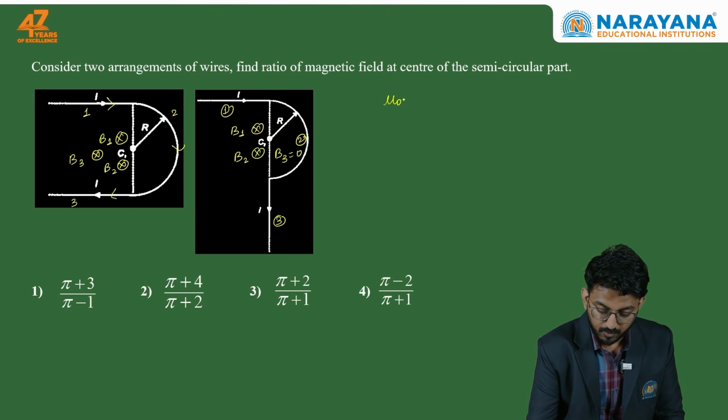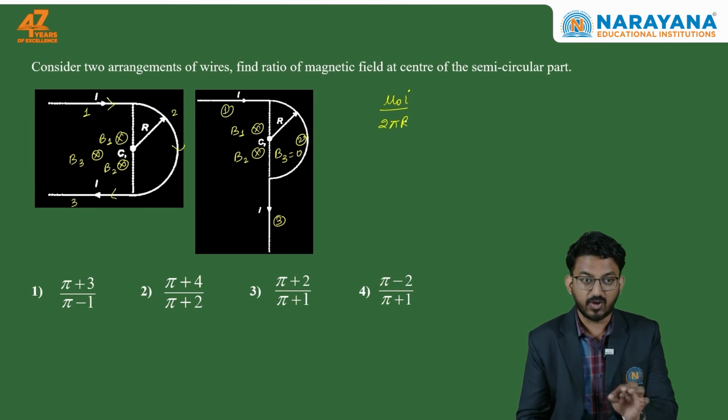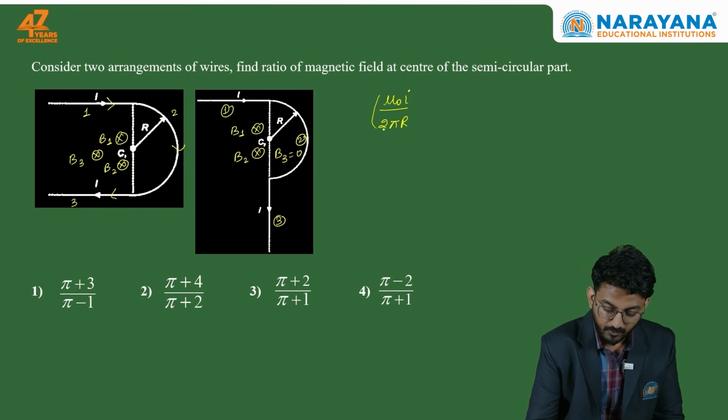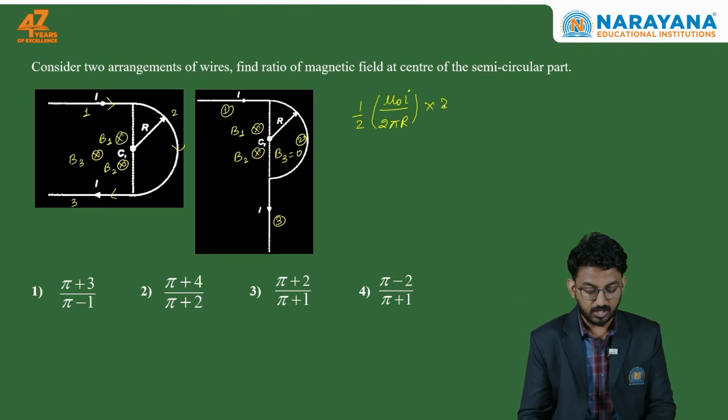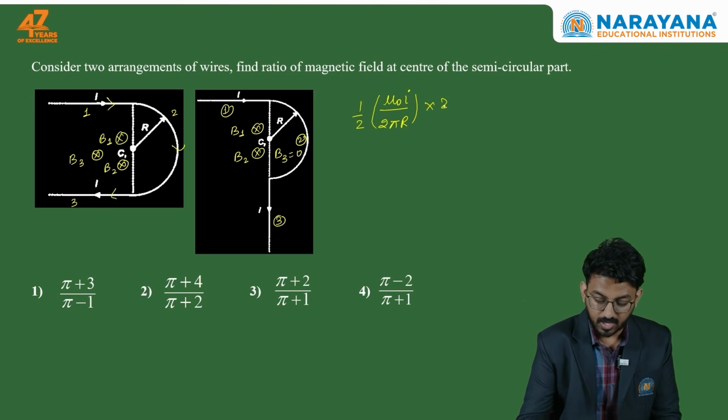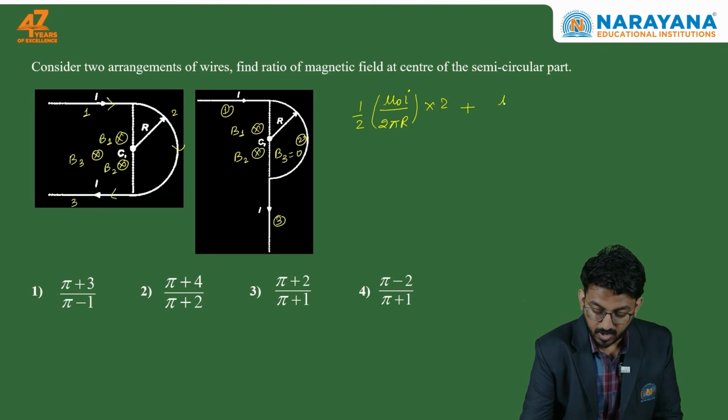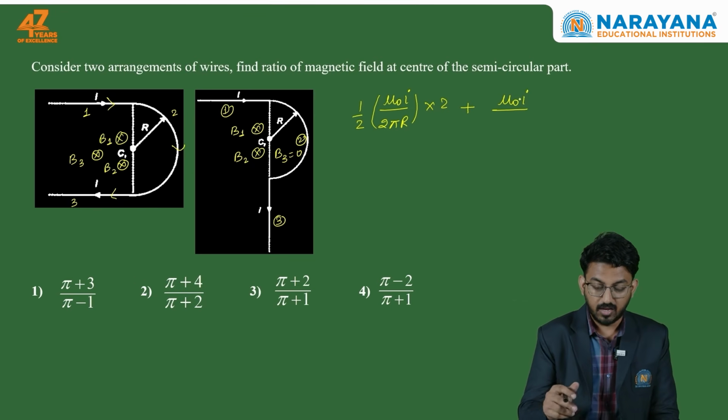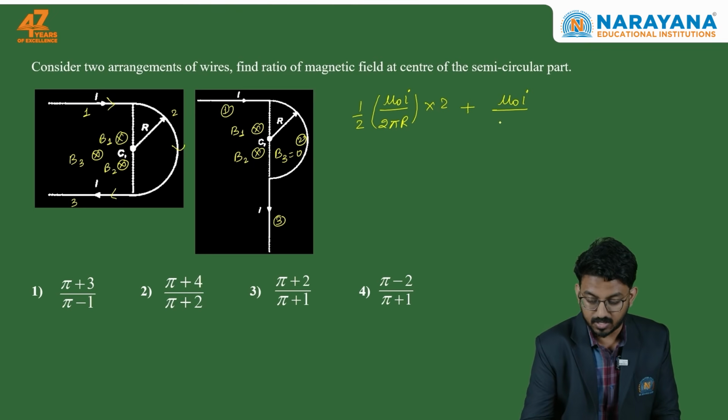So mu naught I divided by 2 pi r. Now this is the magnetic field of the entire straight wire if it is infinitely long. So I have to do half of that because we have semi-infinite wires, and then twice because B1 and B3 combined is going to be semi-infinite twice. Plus, because of the circular wire, it's going to be mu naught I divided by 4r. For the entire circle the formula is mu naught I by 2r. In this case, for the half circle, it is going to be 4r.